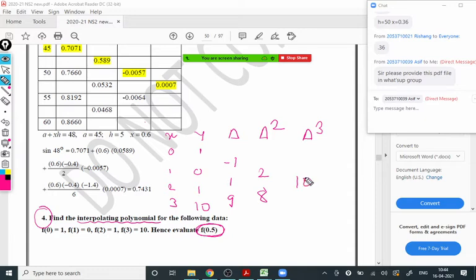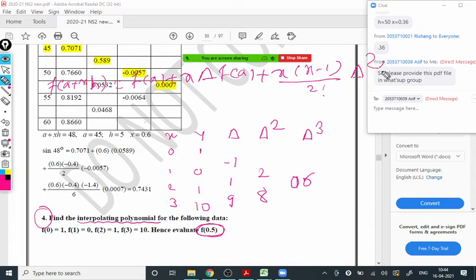Now we start with the formula. What is the formula for interpolation? We say f of a plus xh. Delta cube is 6, sir. Yes, my mistake. Correct, very good. So delta cube is 6. So f of a plus xh is equal to f of a plus x delta f of a plus x into x minus 1 upon 2 factorial into delta square f of a plus so on. So this is the formula that we have.